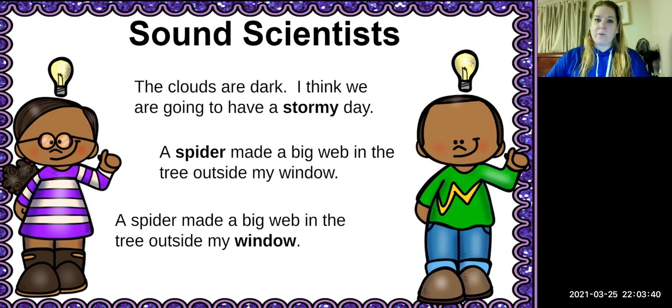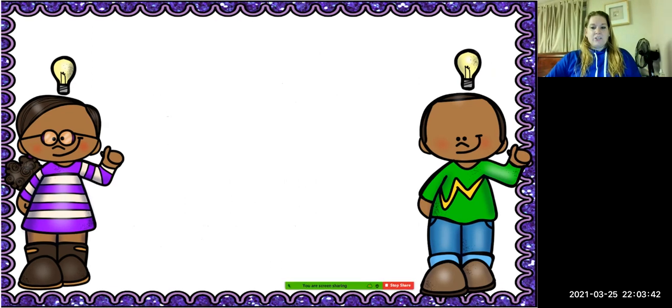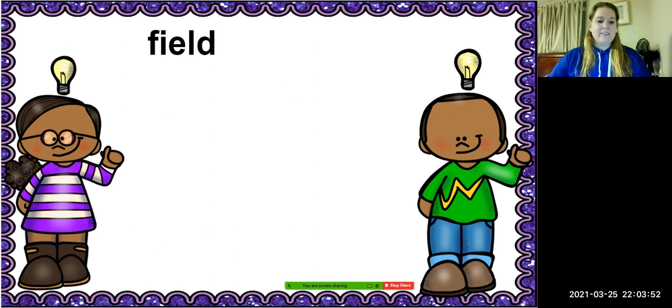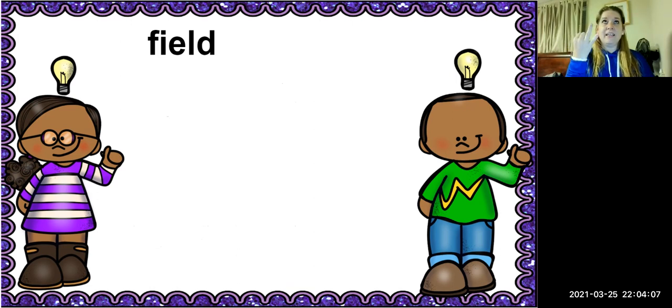Okay. It's time for our manipulation of the phonemes. Our first sentence is, I saw some deer in the field. Field. Field. How many sounds do you hear in the word field? I hear f, i, l, d. Field. I hear 4 sounds.